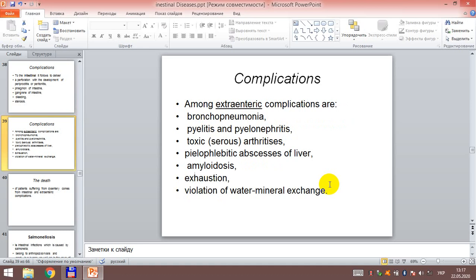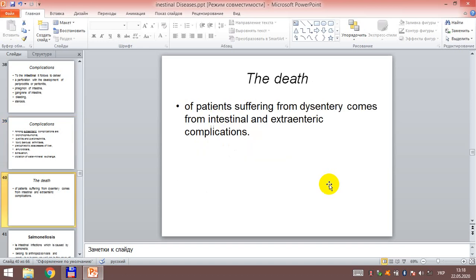Among extraenteric complications are bronchopneumonia, pyelitis and pyelonephritis, toxic serous arteritis, pylephlebitic abscess of liver, amyloidosis, exhaustion, violation of water mineral exchange. The death in dysentery. A patient suffering from dysentery dies from intestinal and extraenteric complications.